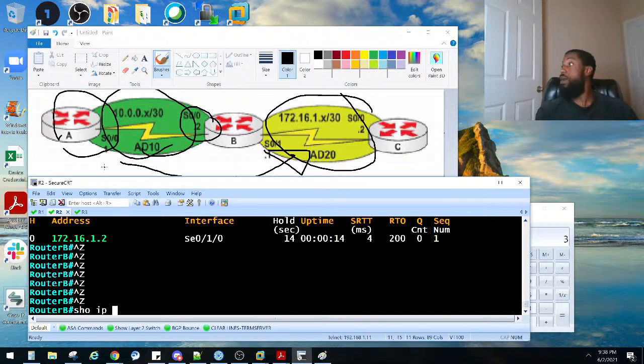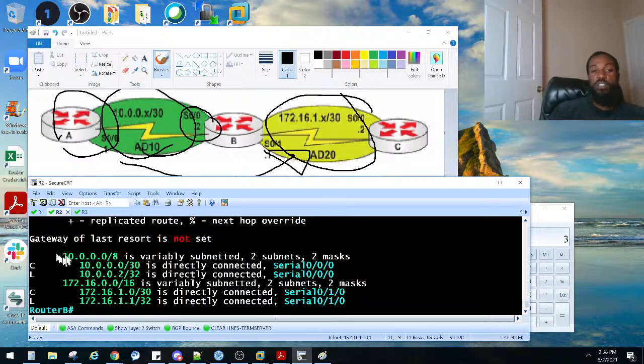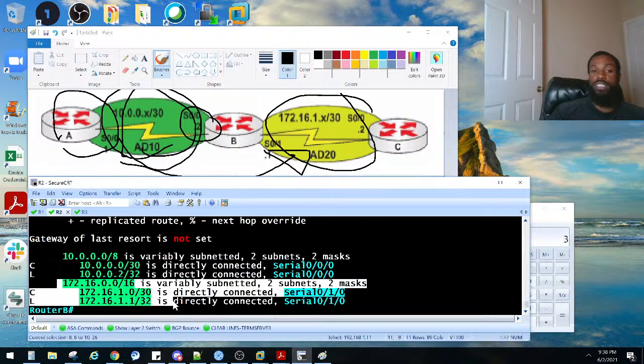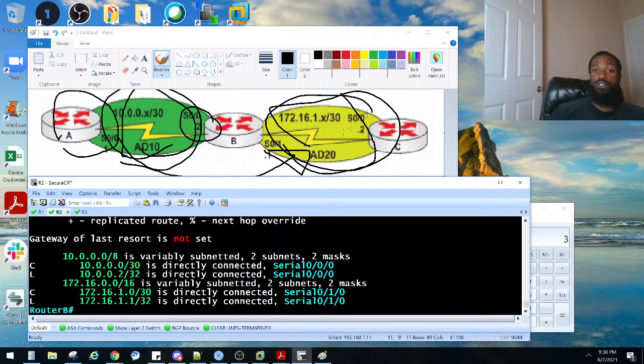We do a show IP routes. Router B is a player. Man, listen, man. Exactly. Router B is just like, hey, man, he's playing the field right now. Show IP routes. So not only does he know about the 10 network, this right here, he also knows about the 172.16 network, this right here.